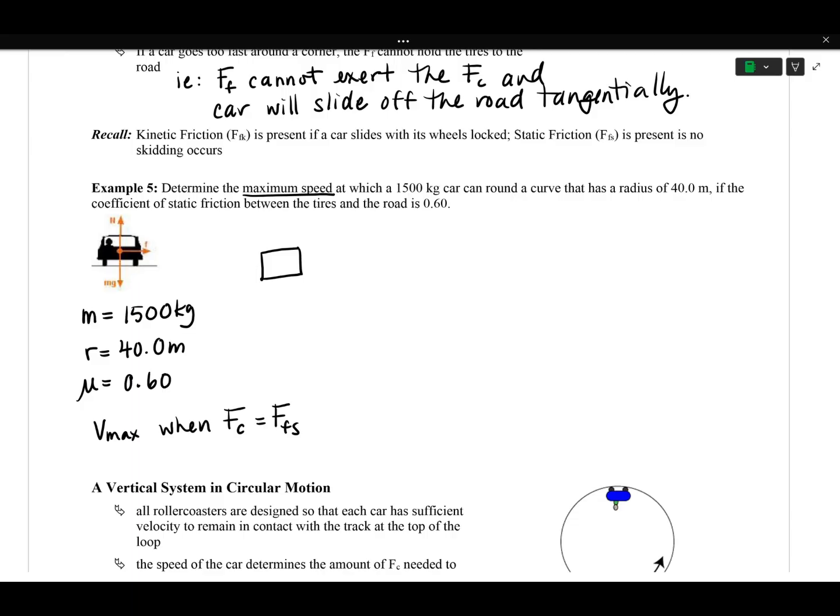Here's our car. Let's pretend he's turning to the right. So our frictional force will go in the right direction. Then if we're looking at the car in the Y, we will have a normal force from the road, and we will have the force of gravity pushing the car down.